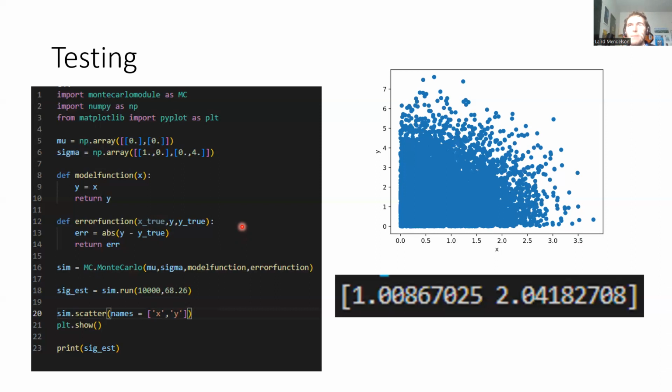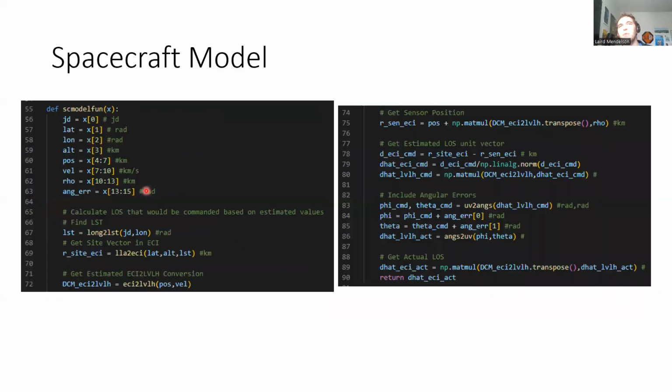So first I'm going to talk about, instead of this y equals x, we have a much more complicated model that spits out that unit vector. And so that model looks like this. Our input variables, again, we have our Julian date, latitude, longitude, altitude. Those basically tell us where our site vector is in our ECI. These 3 give it to us in ECEF. And then the Julian date, we can convert to local sidereal time, and then ultimately throw everything into this function down here to get our site vector in ECI.